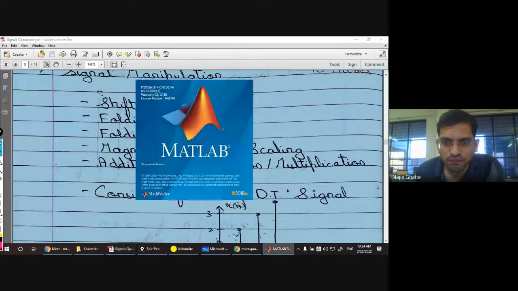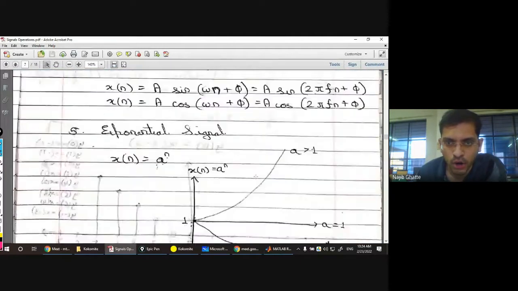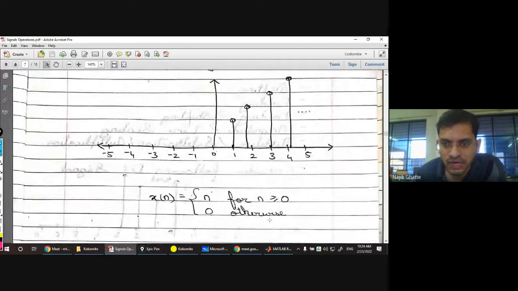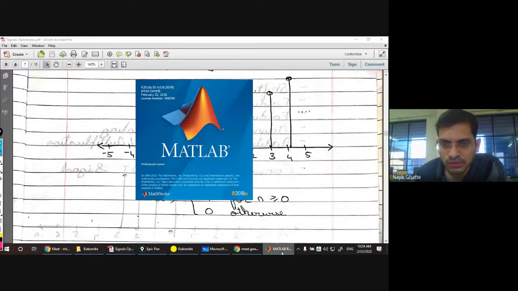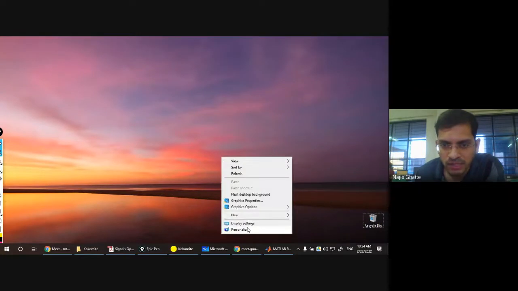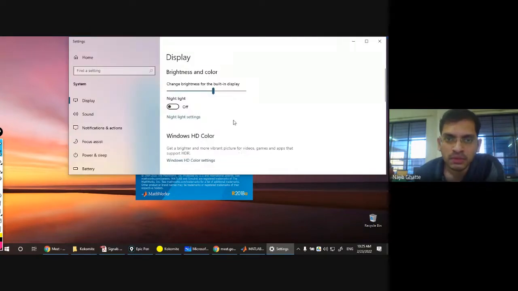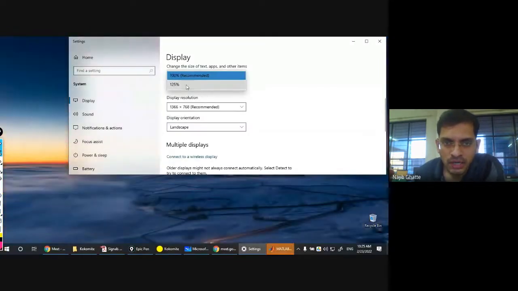Now, in case of MATLAB, how to plot these signals? I'll be using a stem function in order to represent them. Just give me a moment, sir. I'll show you how that things has to be done on MATLAB. Fine. I'll just increase the screen resolution because it's easy for you to grasp the things.